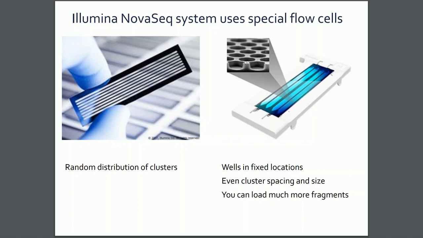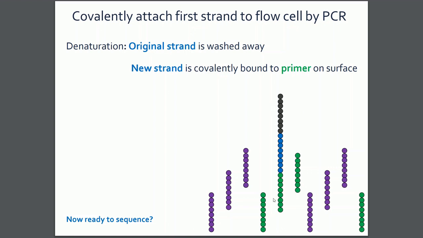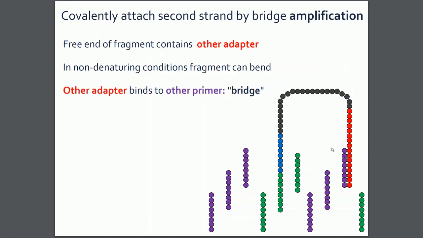So what happens? A fragment of your library ends up in these wells. It binds to a primer on the surface of these wells. And then you know that the other end of the fragment will bind to a different primer. And then a bridge is formed, where one end of the fragment is attached to the surface of the flow cell and the other end of the fragment is binding to a primer on the surface of the flow cell.